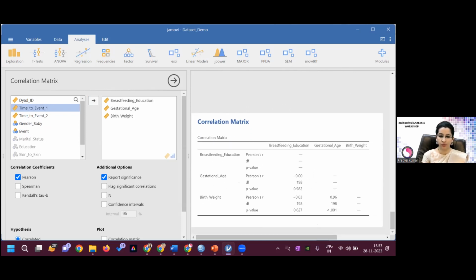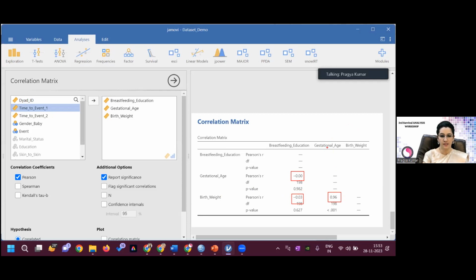You can see that this value of correlation coefficient is very less. Breastfeeding with education and gestational age is also very less. But this has a very high correlation coefficient: gestational age and birth weight. In that case, you will take only one variable, because then you will not come to know whether it is due to gestational age or due to birth weight. So if I take birth weight, I'm not taking gestation. Or if you want to take gestation, then you can take gestation. I will not take both variables and I will report that there was multicollinearity between birth weight and gestational age.